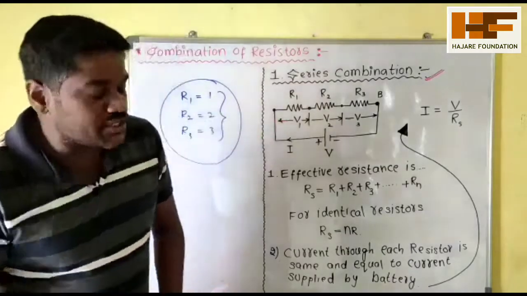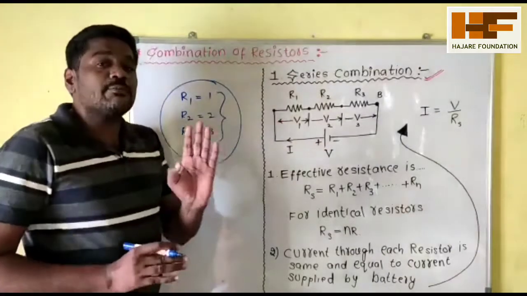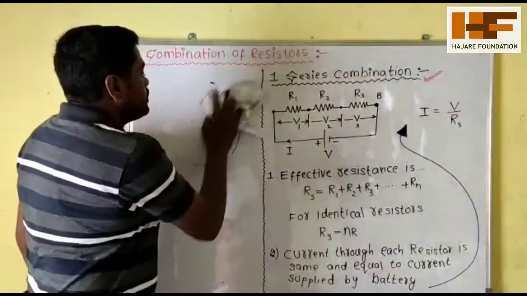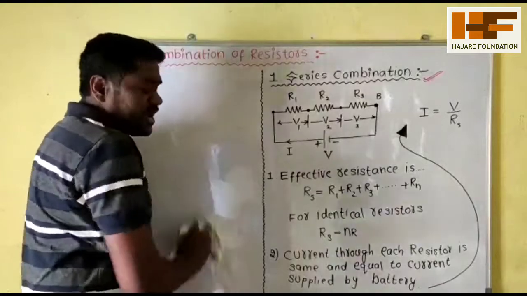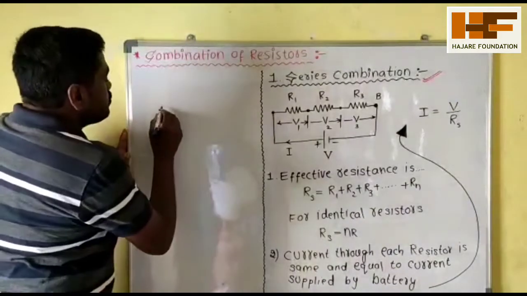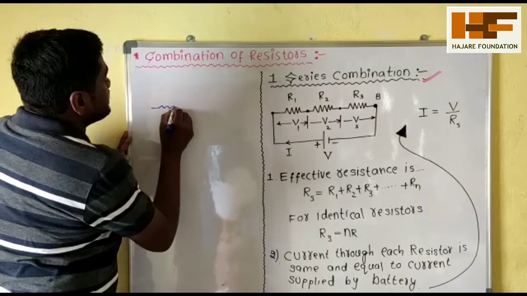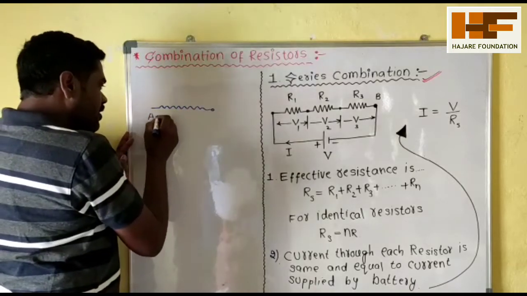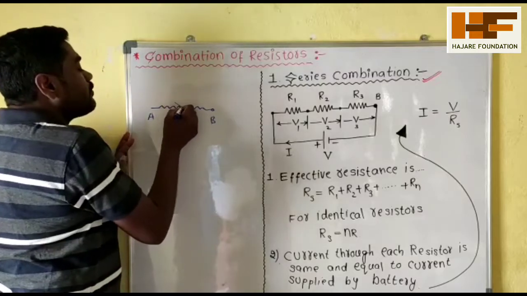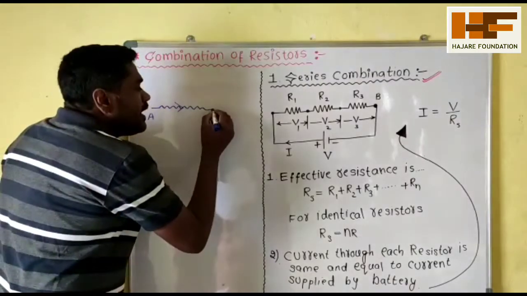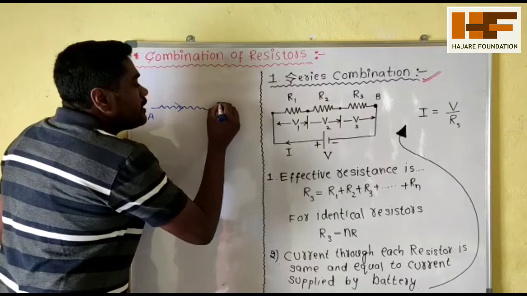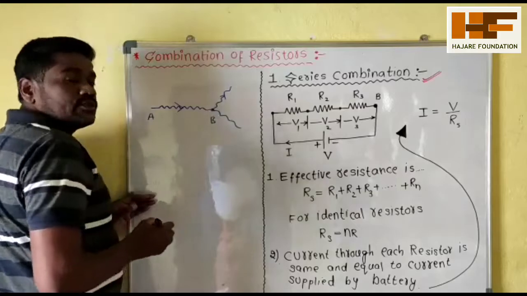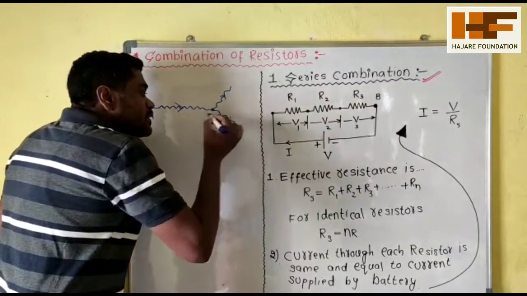In the series combination, the same current passes through each resistance. How is it? Let's discuss. For example, take one canal with water flowing from A to B. Up to this point, the same amount of water is flowing. But at point B the canal divides into two parts, and some amount of water goes one way and some the other way.